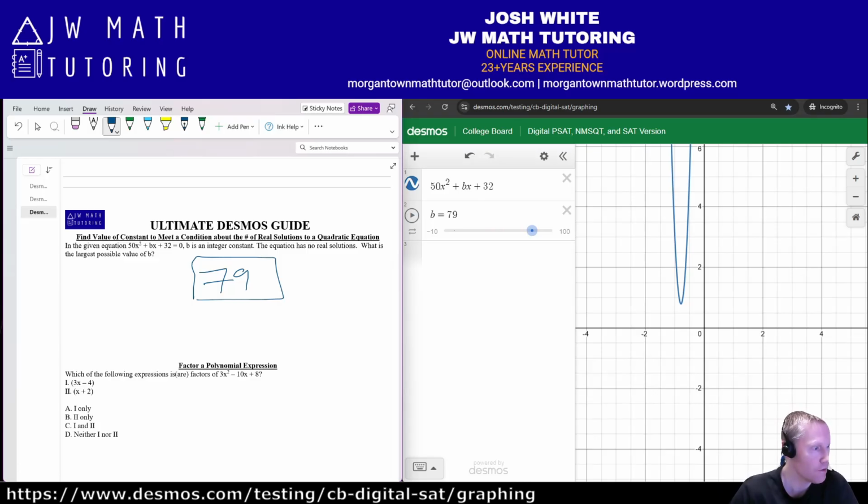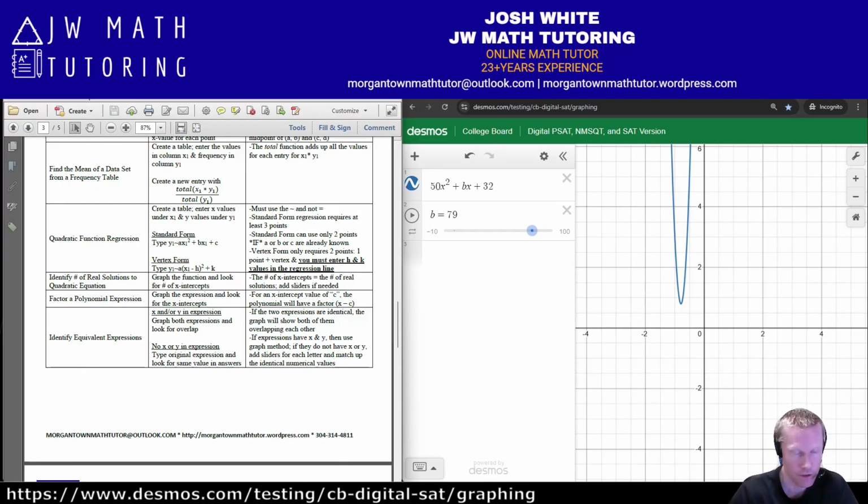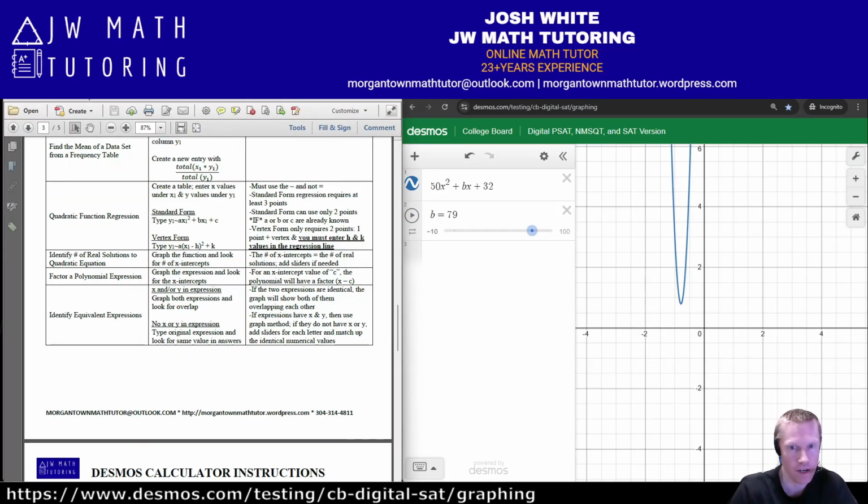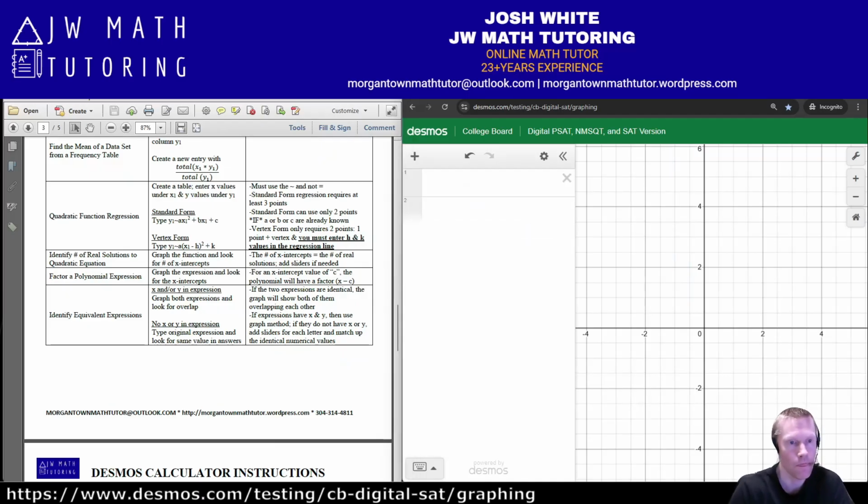All right, let's take a look now at the next intermediate skill, and this is just factoring a polynomial expression. So all you have to do in order to factor something is graph the function, then find the x-intercept values, and basically each factor is going to be like x minus c, where c is the x-intercept value, and that's it. So let's take a look at an example problem now.